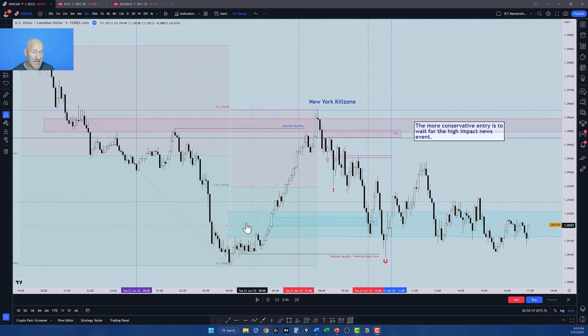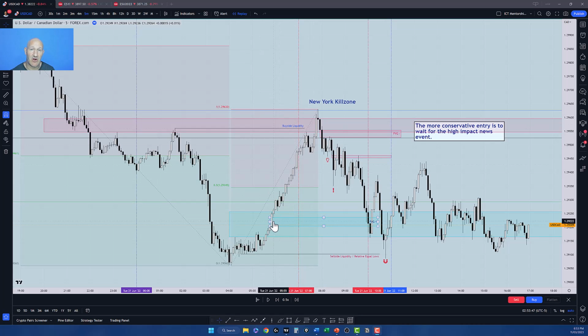We've come back down into the discount part of that dealing range that we talked about on the hourly chart, but we've also obviously got a dealing range that we've created here on the 5-minute chart after we've run from this swing low here to this swing high. We've still come back down into the discount part of that dealing range as well.